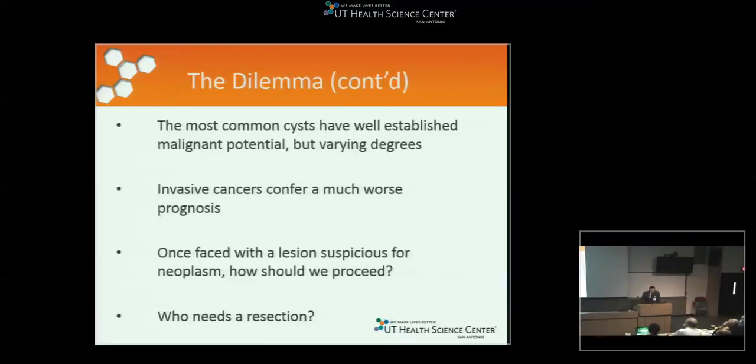So now we have another dilemma. The most common cysts that we see are well established to have malignant potential, but they have varying degrees. Invasive cancers confer a much worse prognosis, particularly in the IPMN subset. So once faced with a lesion suspicious for neoplasm, how should we proceed? Or more specifically, given the significant morbidity of pancreatic resections, who needs surgery versus observation?